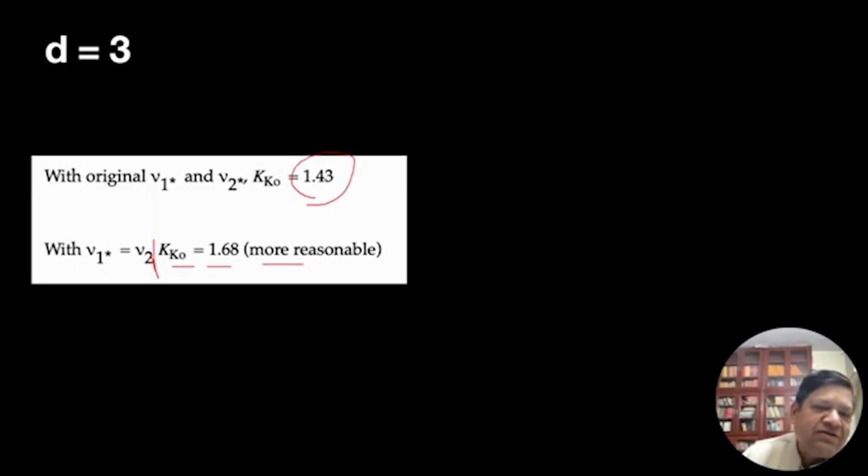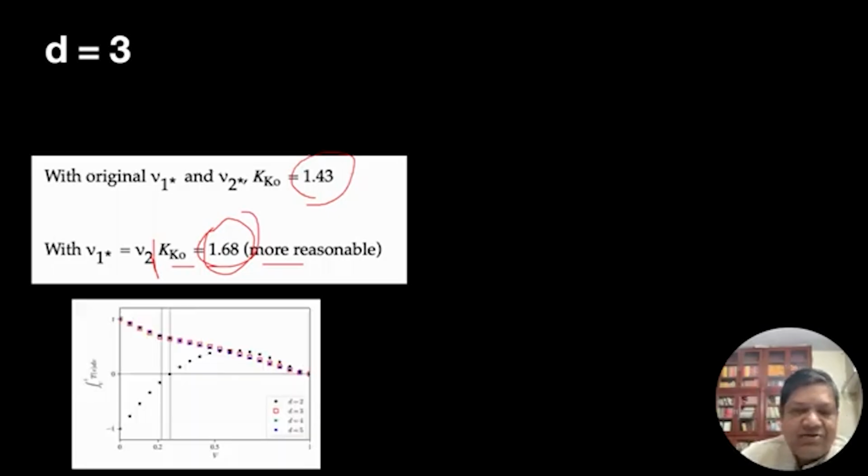Okay, and this is more reasonable, 1.6 or 1.67, 1.65. 1.6 is the most believed Kolmogorov constant. And it turns out for higher dimensions too, the Kolmogorov constant is roughly following a similar pattern. There's slight variation, but for D equal to 2, 3, 4, 5, the line is here.